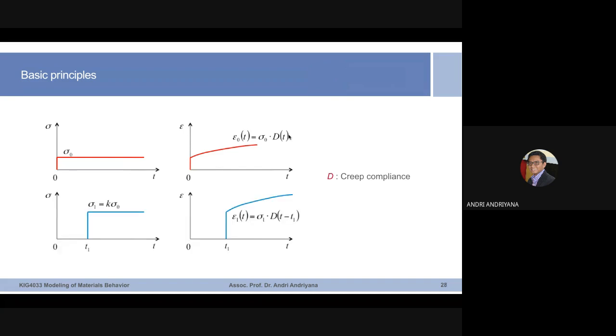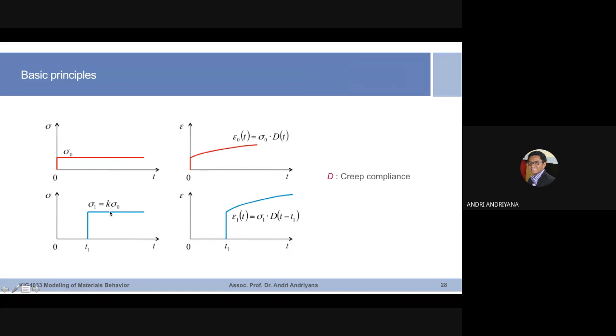Now, imagine that instead of applying stress from the initial time 0, I apply it at a certain given time t1. I start to impose it at t1, and the amount is a multiple of sigma 0, for instance, k sigma 0.